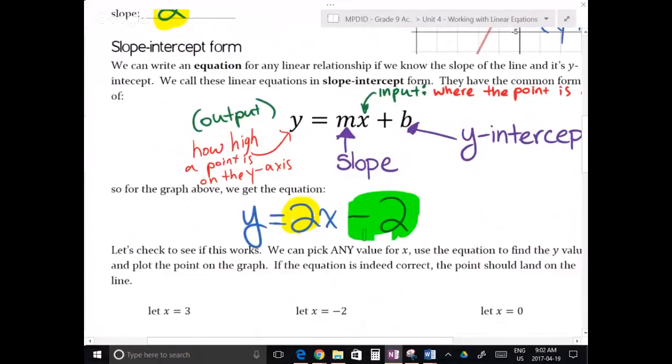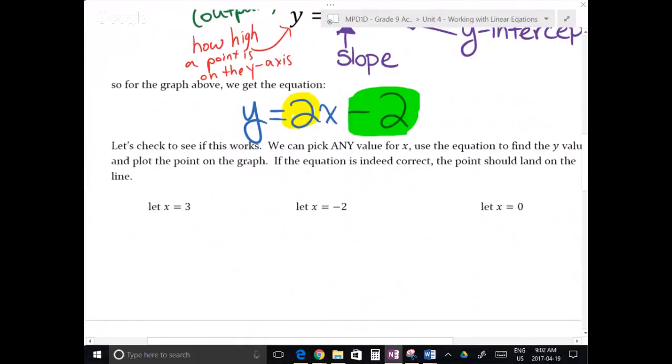Now, what that means is this. If I want to know how to get a point on that line, I just put in an x value, and 2 times that x value minus 2 will always be the y value on that line. I can pick any x value I want. And we're going to do that now.